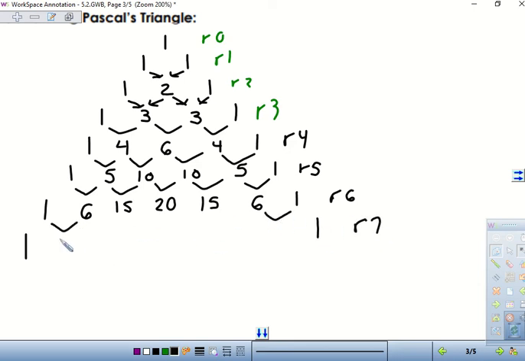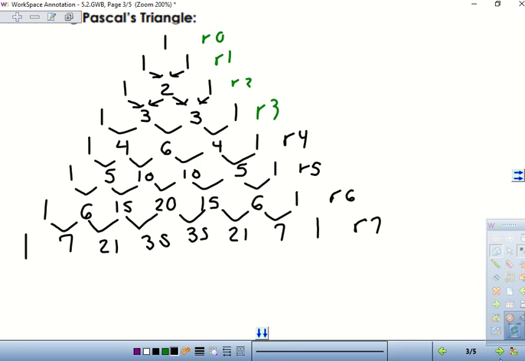This next one is going to be 7, right? What's this one going to be here? 21, 35, 35, and 21, right? So does anyone have any questions about how we generated Pascal's triangle?